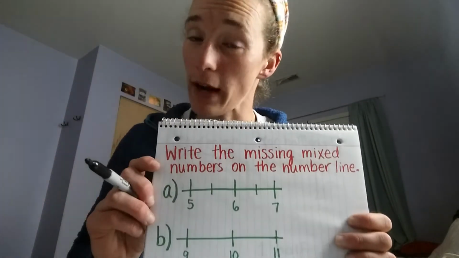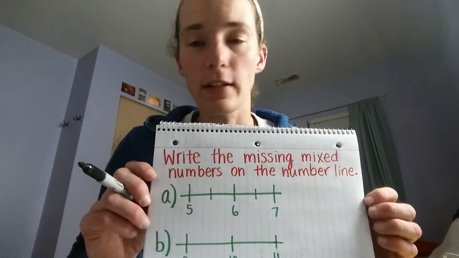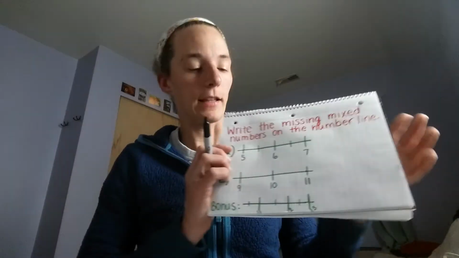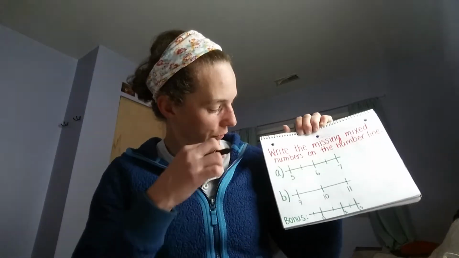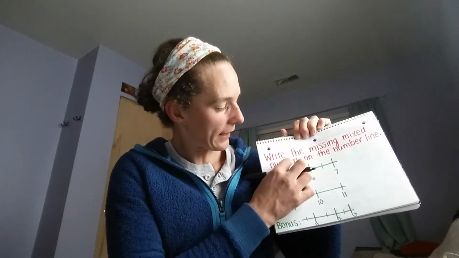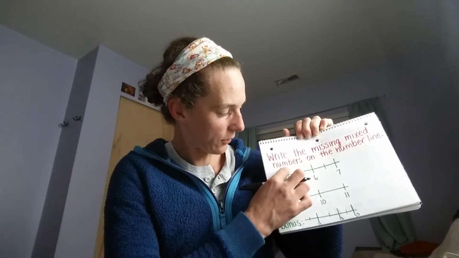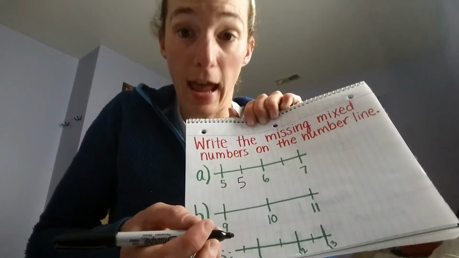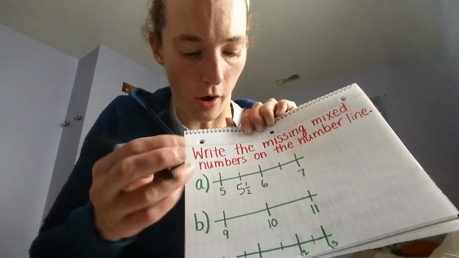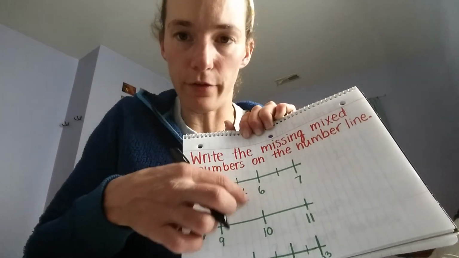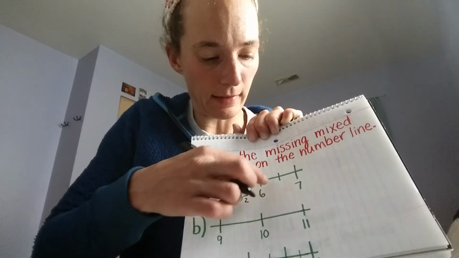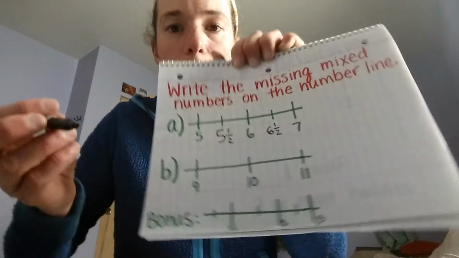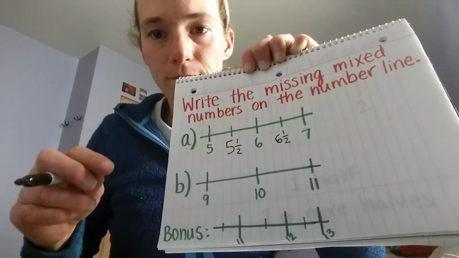Okay, did you get to write it in your notebook? If you did not, rewind a little bit and pause so you can do it to practice. Let's go over it. We had 5 wholes, 1, 2, 3, 4, 5, plus a little, not all the way to 6, just plus a little bit. And we had 5 and 1/2. Always write the whole number first, the fraction second. 6, 6 and 1/2, and then we get to 7.